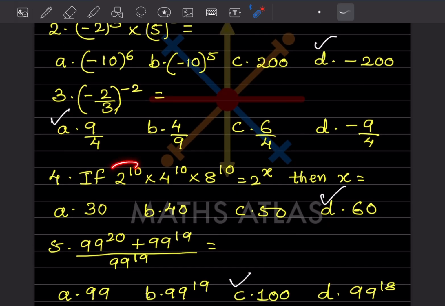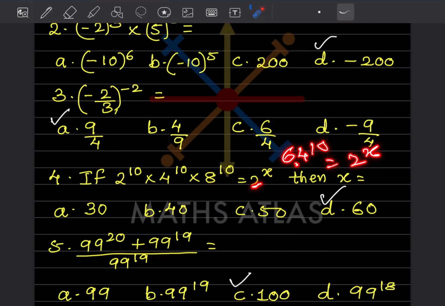Now 2^10 into 4^10 into 8^10 is 2^x. So whenever we have such type of problems, here you can see the exponents are the same. So we are going to multiply the bases. So 2 fours are 8 and 8 eights are 64. So we'll write here (64)^10 is 2^x.